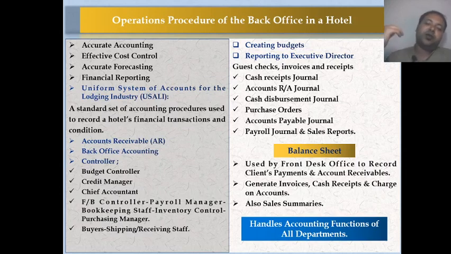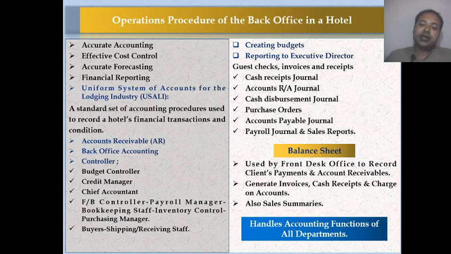Also, if the hotel wishes to make a budget for the upcoming months or the upcoming peak season, then they have to prepare the budget on the basis of back office data or information: cash receipt journals, accounts journals, cash disbursement journals, purchase orders, and so many things included with back office activities. And if we see the balance sheet activities, then at the end of the day they can check the balance sheet data, by the room records, the number of rooms occupied in the hotel, the number of rooms vacant, or the sales volume of the hotel.